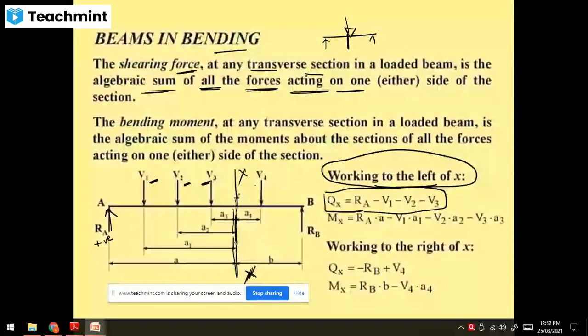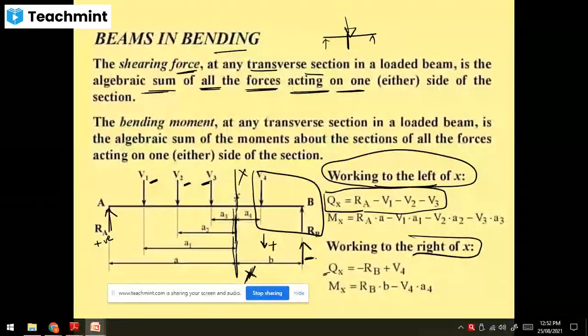And right of the section. Now RB is acting upward, that is negative, and V4 is acting downward, which is positive. So right of the section, QX is equal to minus RB. Upward is negative, downward is positive, right of the section. So shearing force is equal to minus RB plus V4. That is nothing but the shear force left of the section and right of the section.